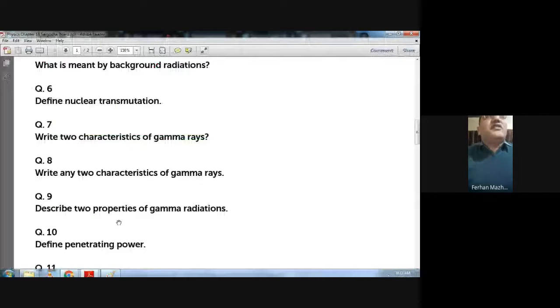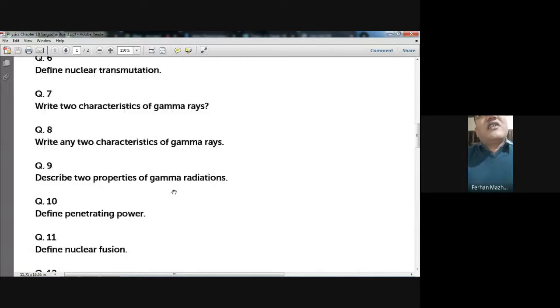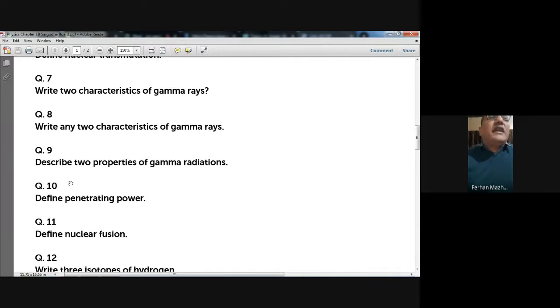And the next question is question number 8. Write any two characteristics of the gamma rays. This we have already done. Describe two properties of gamma radiation. This question we have already done. You see this, gamma rays, properties of gamma rays. Because I was selecting the question, by changing the words, he can give you the same question. 7, 8, 9 are the same question.